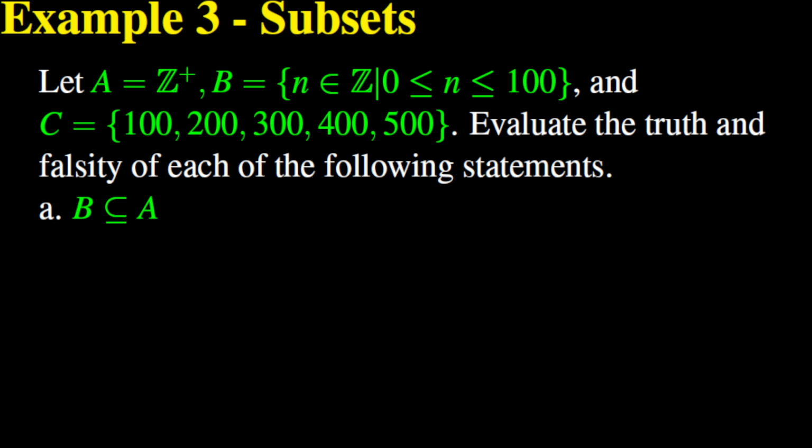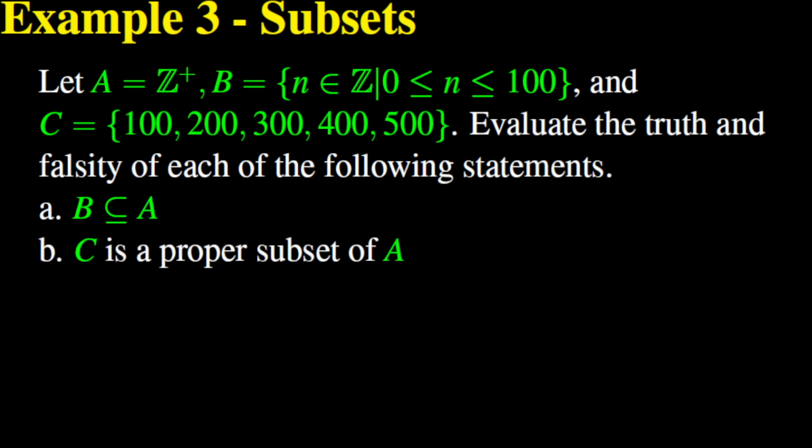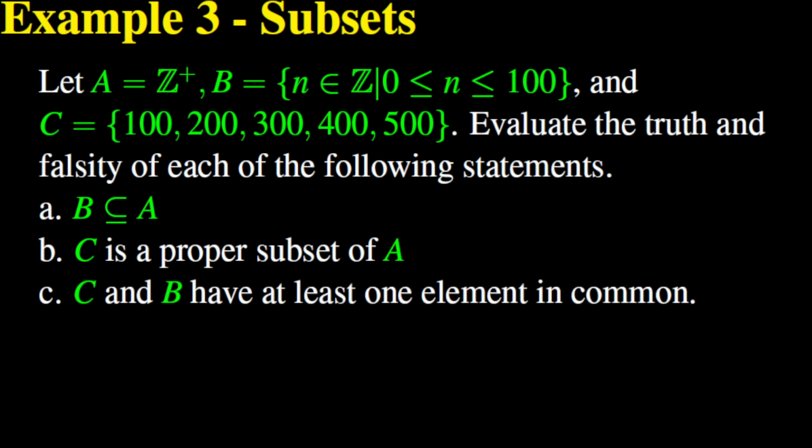Evaluate the truth and falsity of each of the following statements. Question A, B is a subset of A. Question B, C is a proper subset of A. Question C, C and B have at least one element in common. Question D, C is a subset of B. Question E, C is a subset of C.